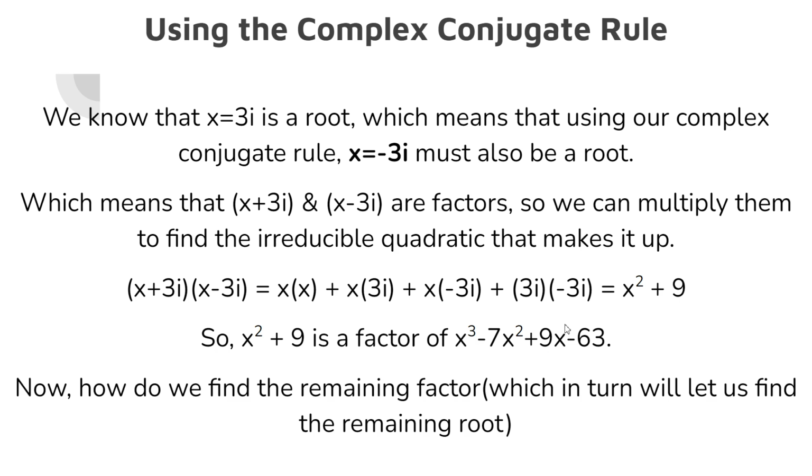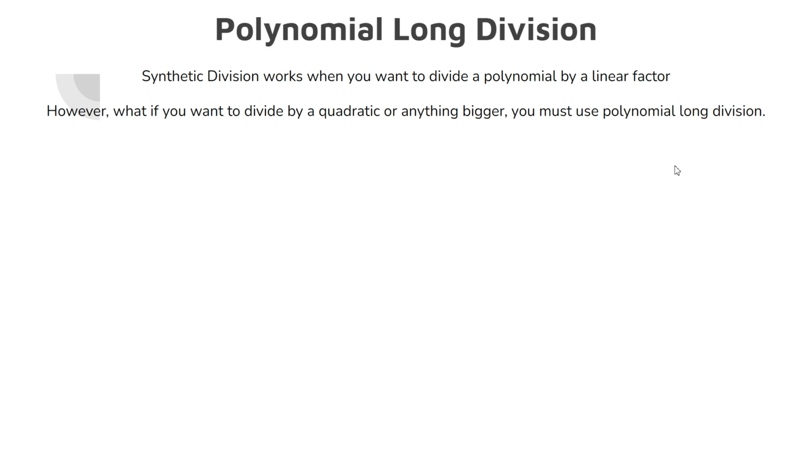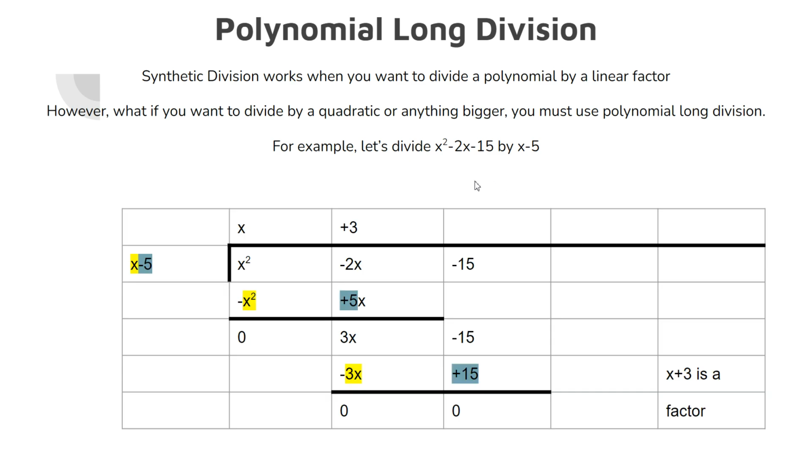Now how will we find this remaining root, or the remaining factor? We must use what is known as polynomial long division. Synthetic division is great when you want to divide a polynomial by a linear factor, like x plus 3, x minus 5, whatever. But if you want to divide by a quadratic or anything bigger, you must use polynomial long division. For example, let's divide x squared minus 2x minus 15 by x minus 5. As I said, you have to use polynomial long division for a quadratic or bigger, but you can also do this for linear factors. I'm just trying to show what to do.